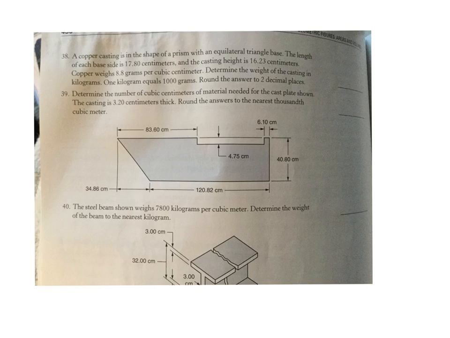This is problem 39 in Unit 60 of our textbook, where we're asked to determine the number of cubic centimeters of material needed for this cast plate if we know that the thickness of that cast plate is equivalent to 3.2 centimeters. So clearly we have an odd-shaped figure here, and we need to find the area of that figure.